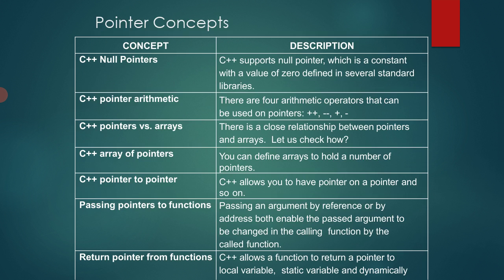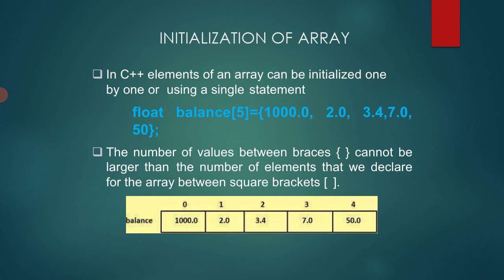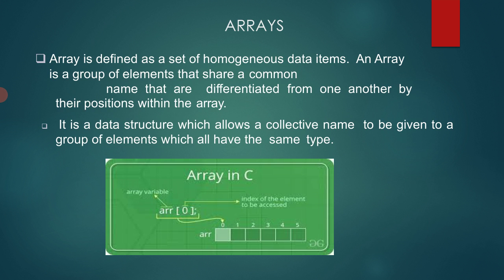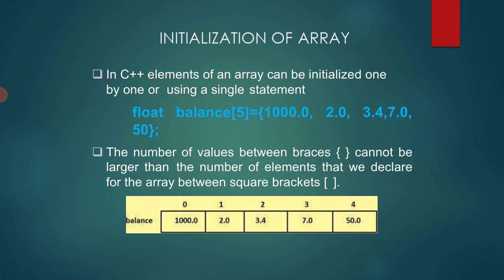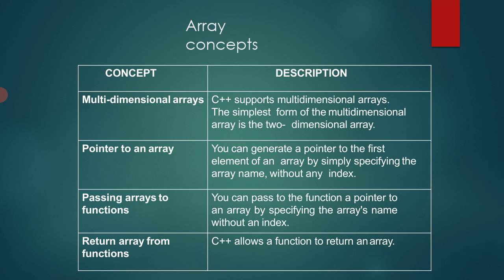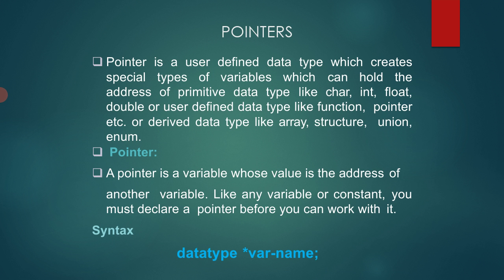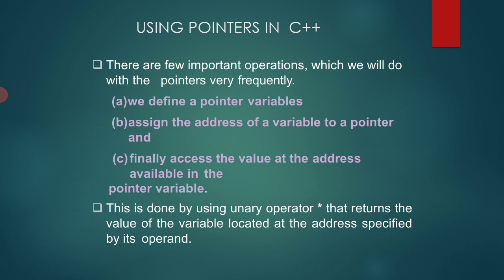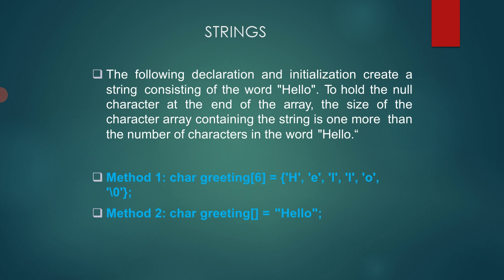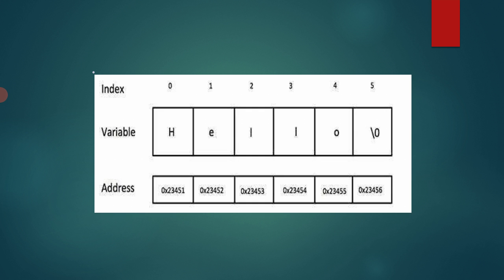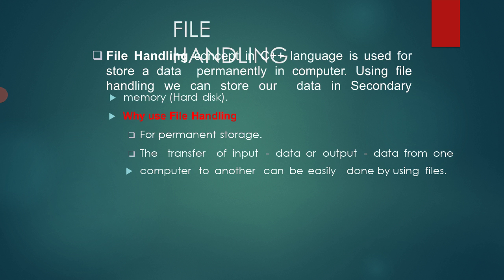So in today's lecture, we have studied arrays: initialization of an array, declaration of an array, and the concepts of arrays. After that, we have studied pointers, what a pointer is and why we use pointers, how we can make use of pointers in C++, and the basic concepts of pointers. After that, we started with strings, and these are the functions of the string. Now we are going to start with the next topic, file handling.